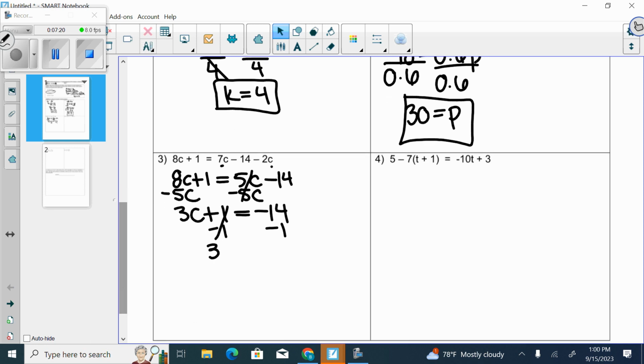What is negative 14 minus 1? Negative 15. Yes, negative 15. Very good. And then my last step would be to divide by 3. Divide by 3. Good. So I end up with c is equal to negative 5. Negative 5. Good.